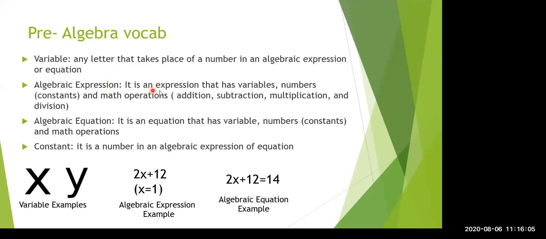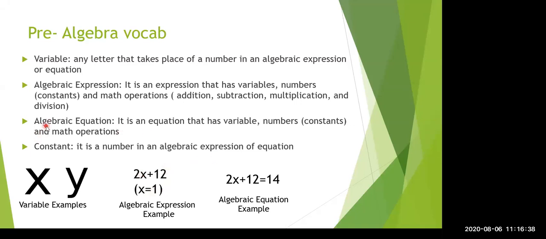An algebraic expression is an expression that has variables, a letter, numbers that are constants, and math operations such as addition, subtraction, multiplication, and division. One example of that is 2x plus 12 when x equals 1. In this example, we're trying to find out what this expression equals when x is equal to 1.